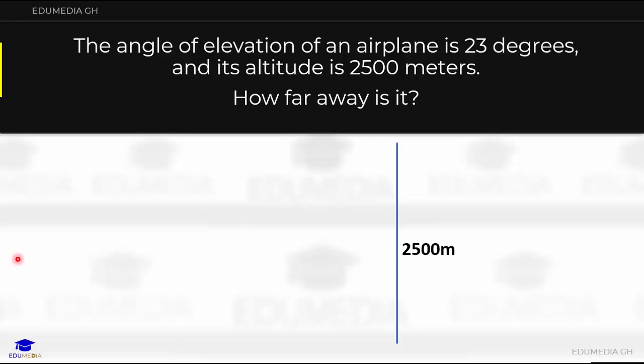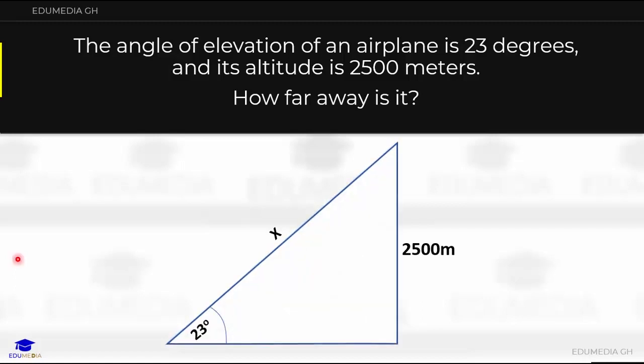Another thing we need to understand is the elevation. When we talk of elevation, it is something that is moving upward, rising. So the elevation here is in the form of a line showing like this. This line, we don't know its measurement at this point. Joining the dots together will give us a figure like this.